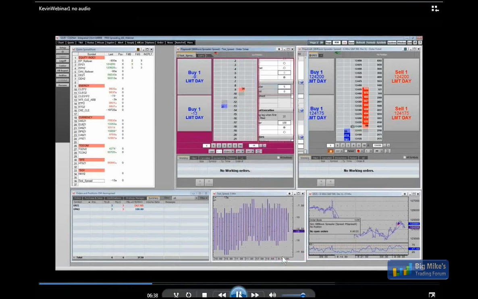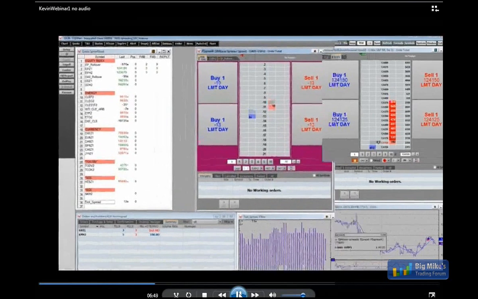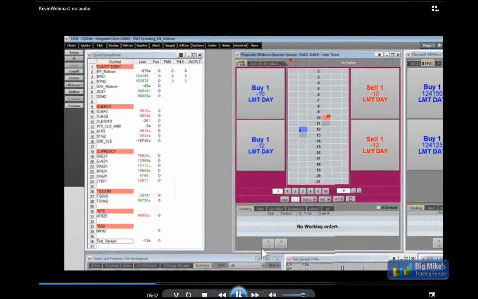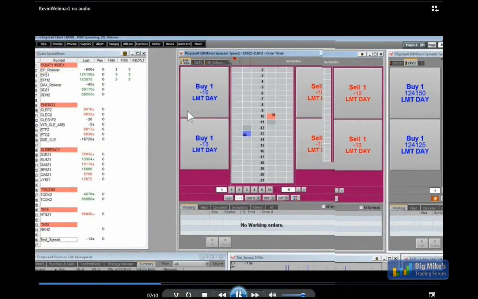Moving along now from the recording, after I've configured the spread strategy, we are going to take a look at how this information actually populates this quote spreadsheet. Now here's my test spread. I've got a last price column. I've configured a position column, any fills on the buy side, any fills on the sell side, and then another column which will show any incompletes or any hung orders in these markets.